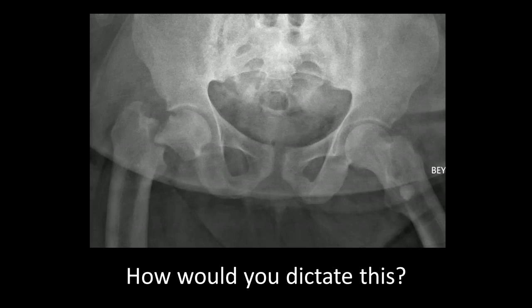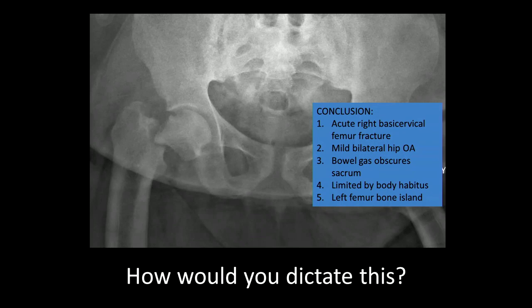So let's show this first case of a 73-year-old man found unresponsive. If you read these x-rays from the emergency room, the first thing you notice is a right femoral neck fracture. So how would you dictate a case like this? You would probably say there's an acute right basicervical femur fracture, there's some hip osteoarthritis, there's some limitations, etc.